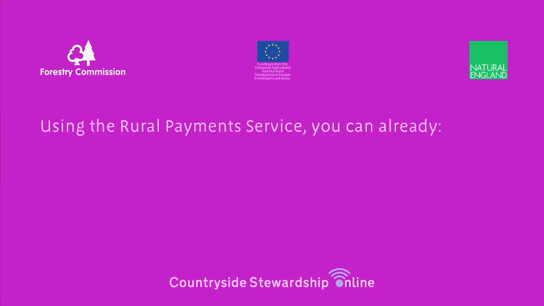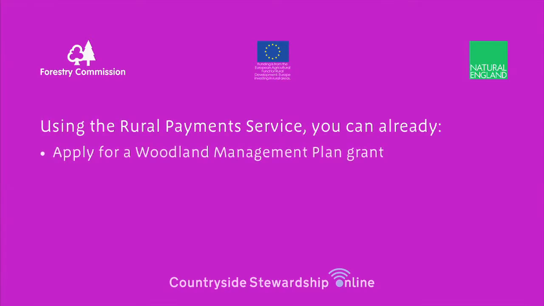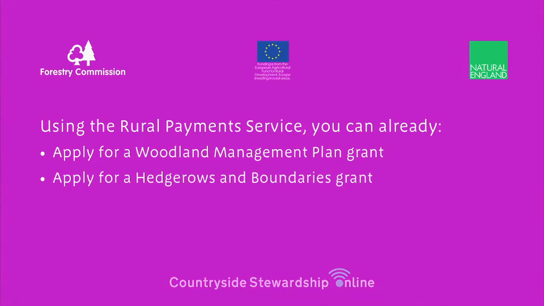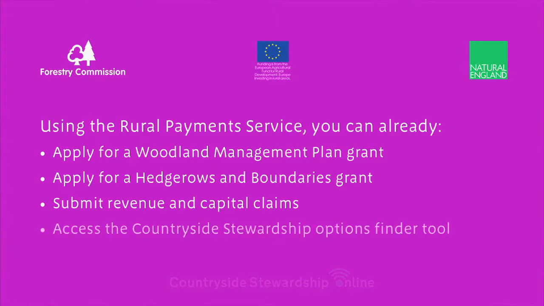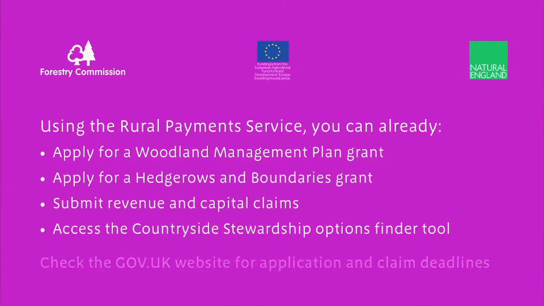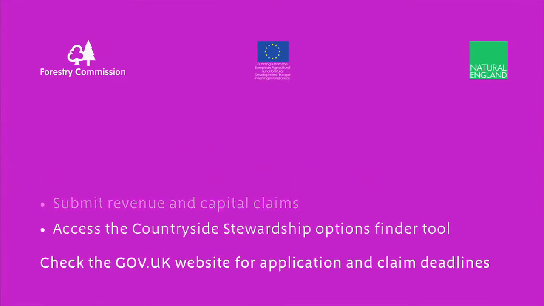Using the Rural Payments Service, you can apply for a Woodland Management Plan grant, apply for a Hedgerows and Boundaries grant, submit revenue and capital claims, and access the Countryside Stewardship Options Finder tool. Please refer to the information available on the gov.uk website to check application and claim deadlines. Search for Countryside Stewardship and follow the links.